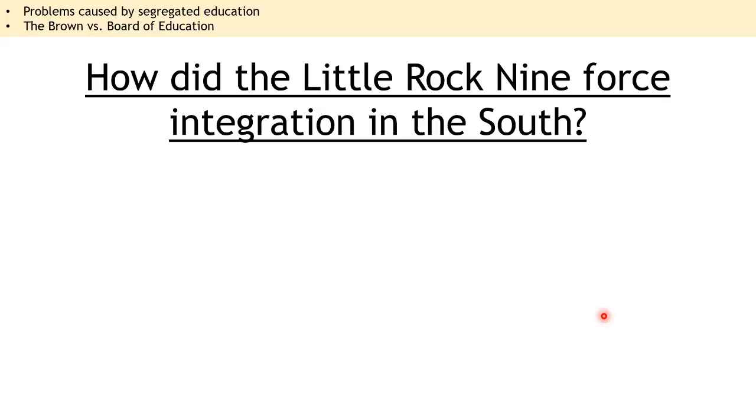This is today's lesson title. How did the Little Rock Nine force integration in the South? Remember, integration is the opposite of segregation, when people are brought together. I'd like to write down that title now, please. Pause if you need more time to do it before we move on.